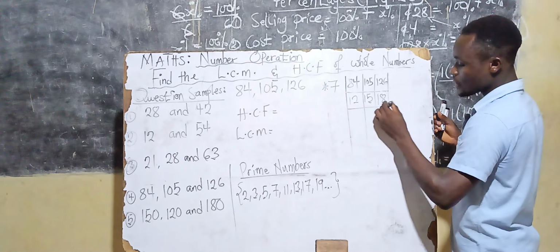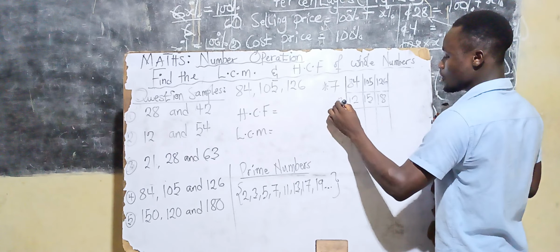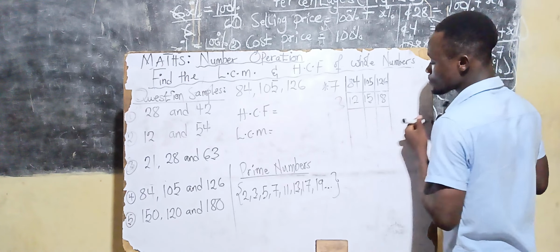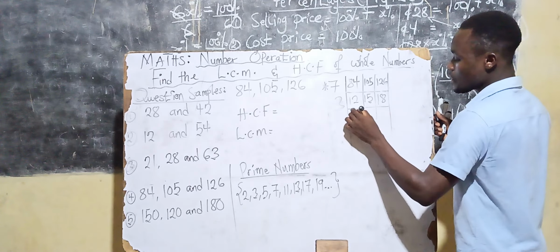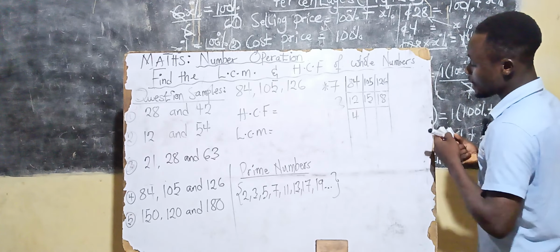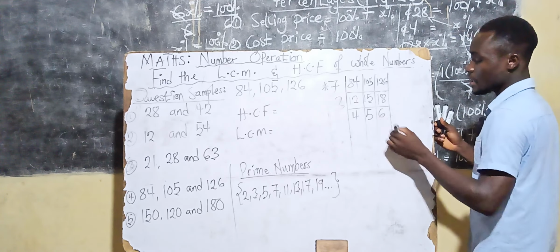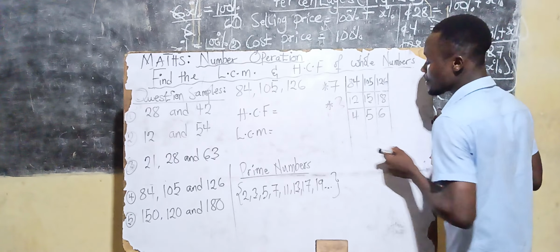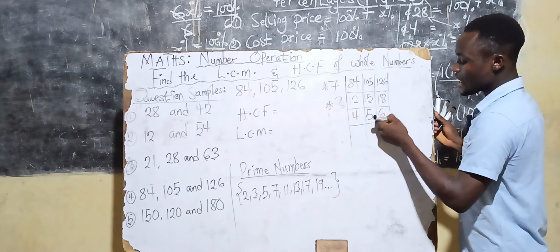Which other prime numbers can we use again? We can use 3. Yes, 3 comes here. Now 3 goes into 12 how many times? Definitely 4 times. 3 goes into 15 how many times? Definitely 5 times. What about this? Yes, so we can now say the 3 also, because 3 was able to divide this one all through. We now have 4, 5, and 6.